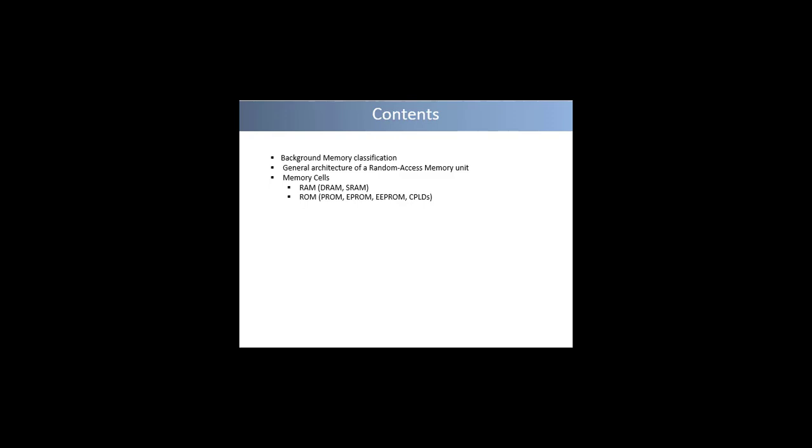Now, in this module, we shall focus on the design of background memory, which includes dedicated block memory units, for example RAM and ROM, etc. So first, a broad classification of background memory is presented. Next, a general architecture of random access memory unit is discussed, and in the third part we shall focus on the design of memory cells for various implementations of RAM and ROM. So let's start.